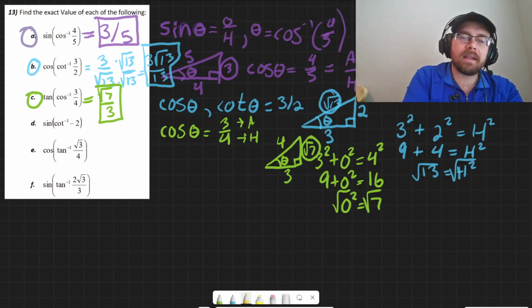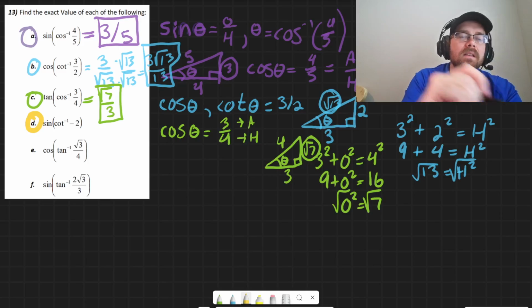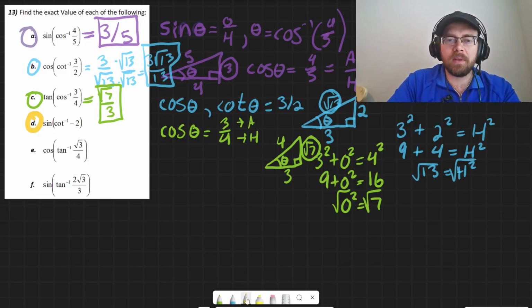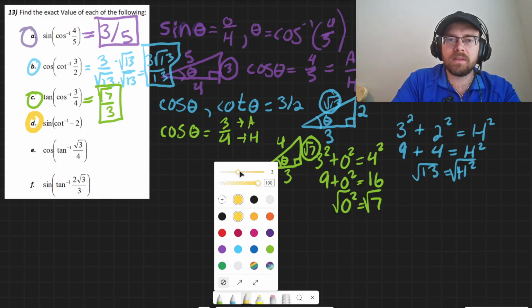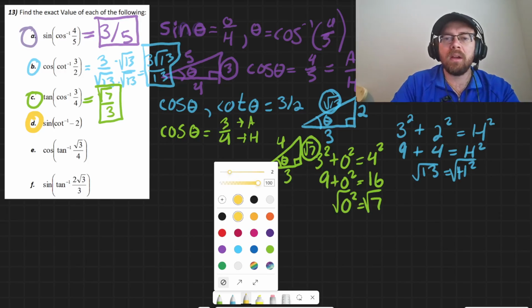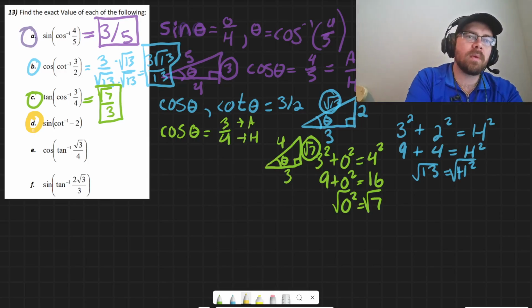All right, next. D. Oh, that is a little bit too thick. We're going to go down to 2. I make the yellow a little bit thicker sometimes because yellow doesn't contrast well with white. However, I'm mainly writing on a black background here, so it'll be fine.